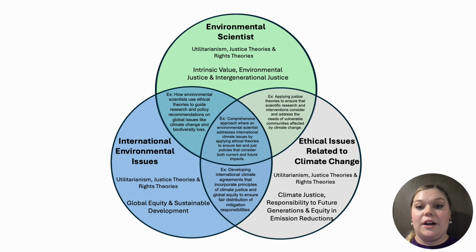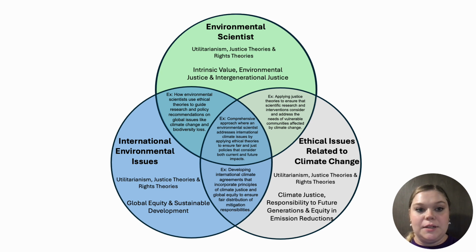In the role as an environmental scientist, we are often directly involved in addressing climate change. For example, we collect and analyze climate data, including temperature trends and extreme weather events. This ties into utilitarianism, as my goal is to provide information that maximizes public benefit.